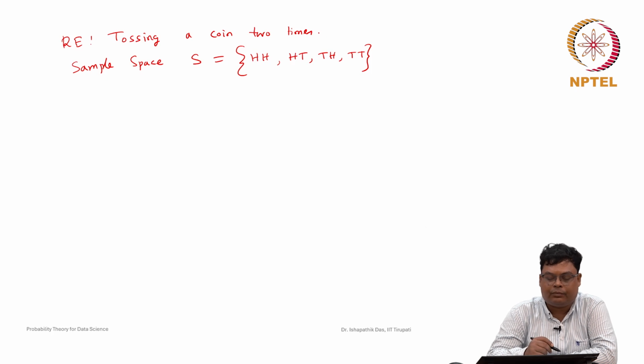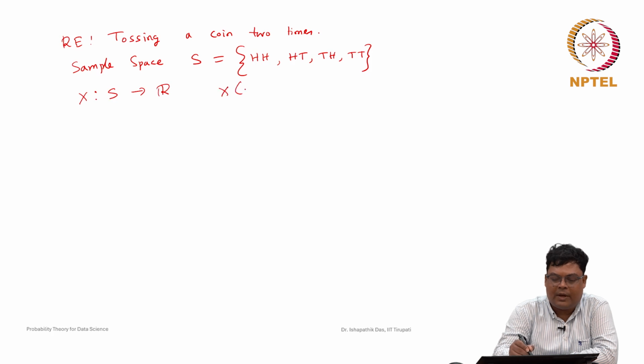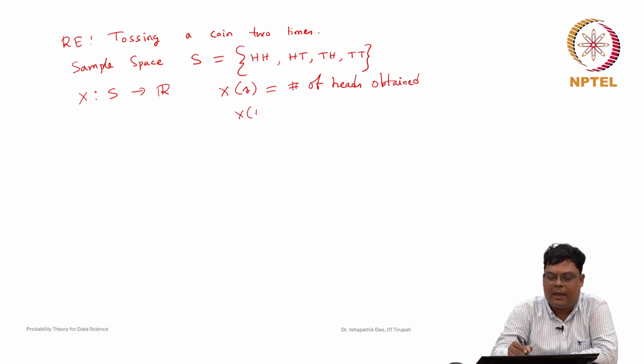So, now let us define a random variable X. It will be a measurable function from S to R, defined by X of any point s is equal to the number of heads observed or obtained. So, whenever tossing a coin, we obtain some heads, two heads, maybe one head. So, X of HH, what will this value be? The number of heads is 2, so it will be 2.